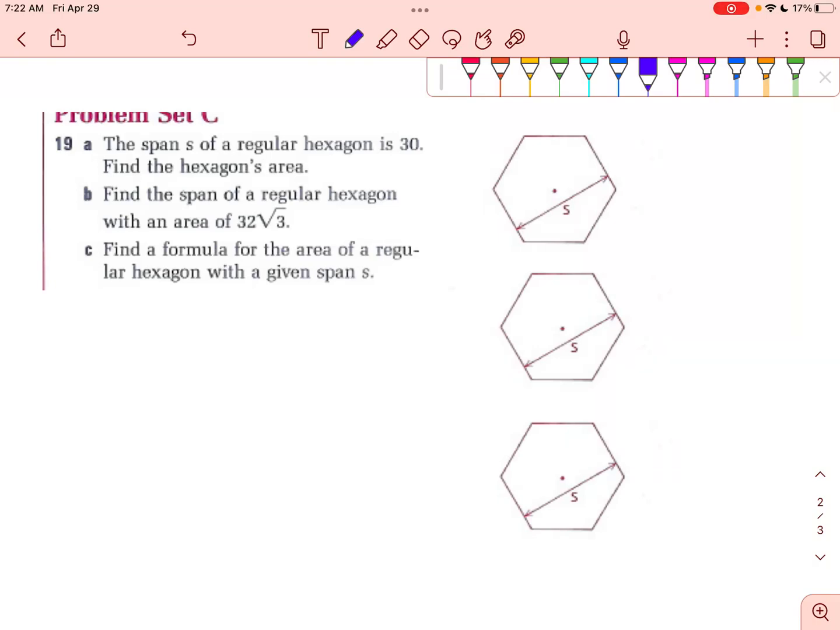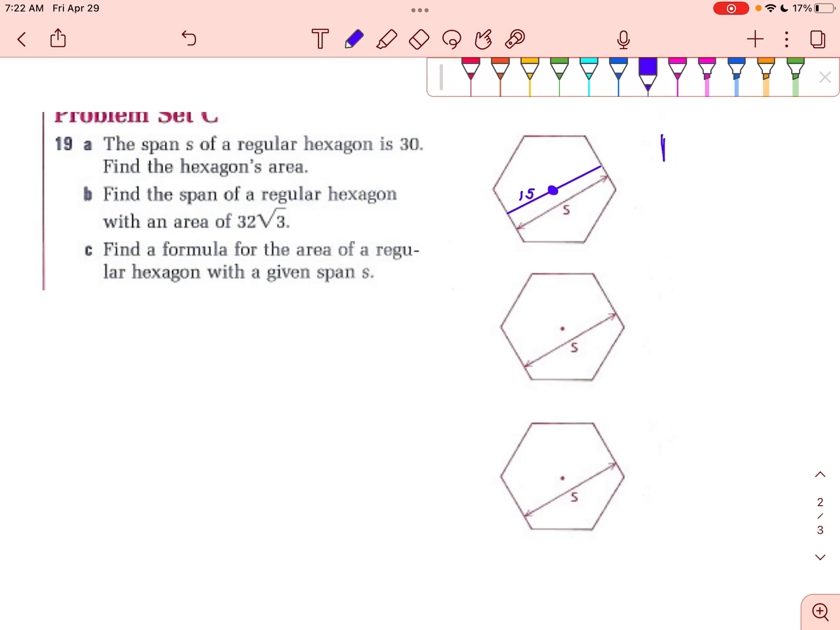Okay, so let's talk about number 19. It says the span of a regular hexagon, and it shows you what the span is. So essentially it just goes straight across, is 30. Find the hexagon's area. So first of all, a span of 30 is going to tell me that the apothem is 15. So that's good news because now we have the apothem.